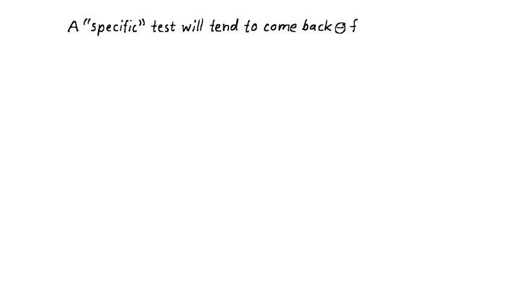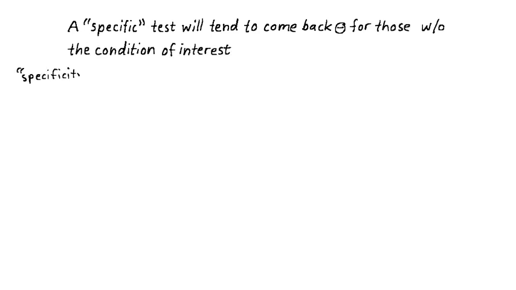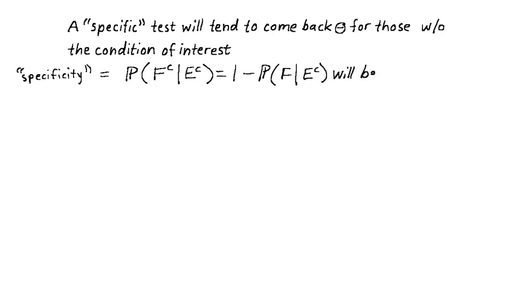Connected to our discussion of errors are the ideas of the specificity and sensitivity of a given test. A specific test will tend to come back negative for those without the condition of interest. The specificity of a test can be measured as the probability of a negative test given that you don't have the condition of interest. In other words, the probability of F complement given E complement. Whatever way we express this probability, we want it to be high.